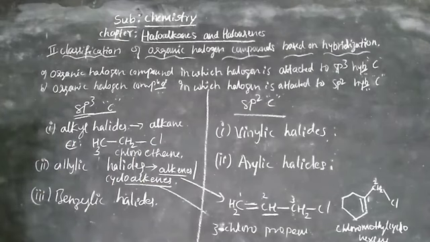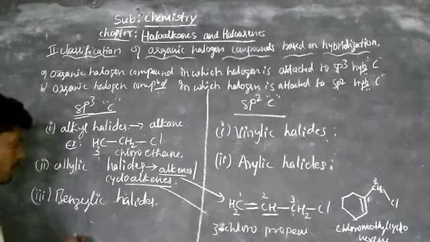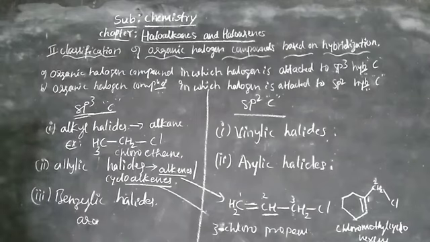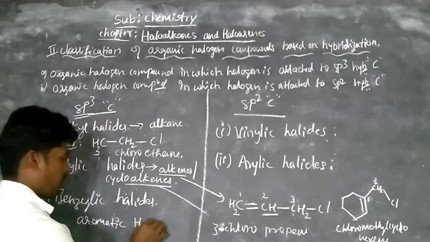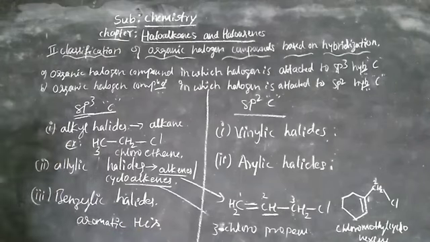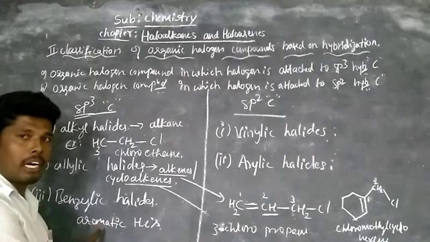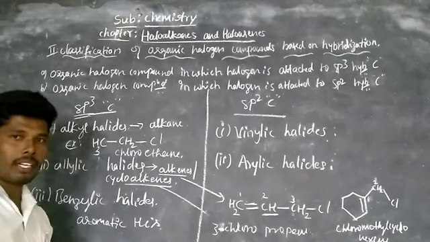Haloalkane halides. Similarly, benzylic halides are nothing but the monohalogen derivatives of aromatic hydrocarbons in which the halogen is attached to the sp3 hybridized carbon which is adjacent to the benzene ring or aromatic ring.